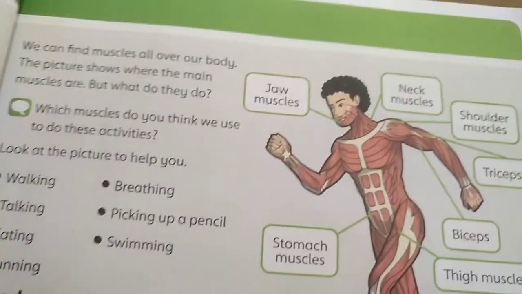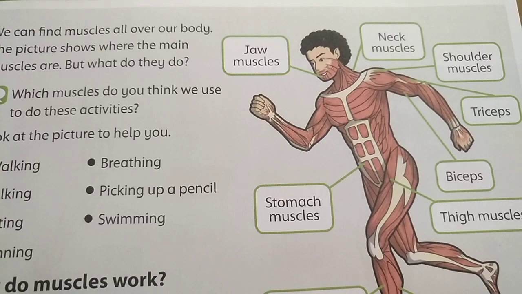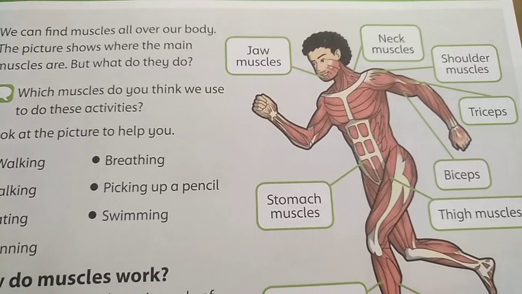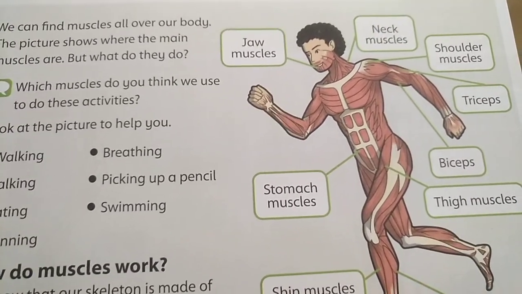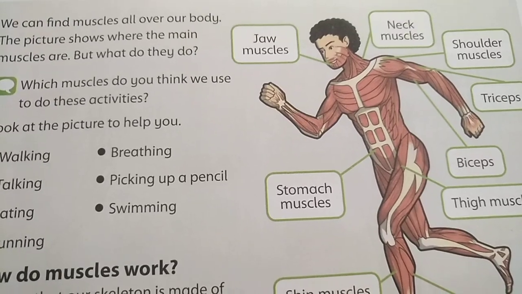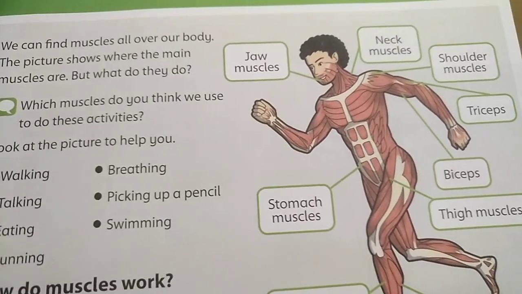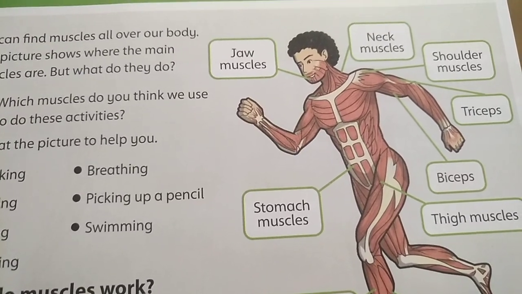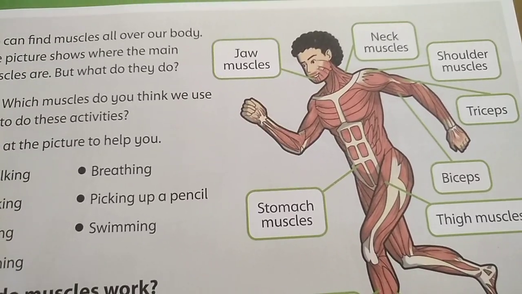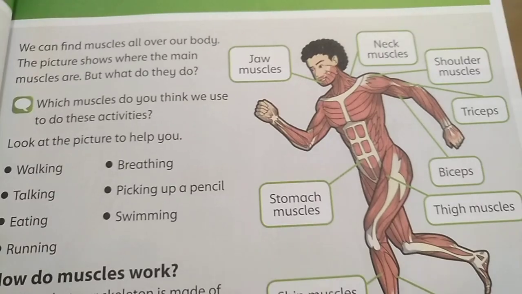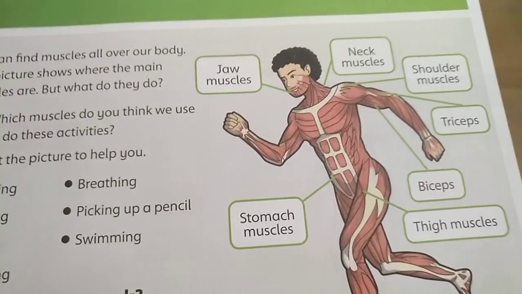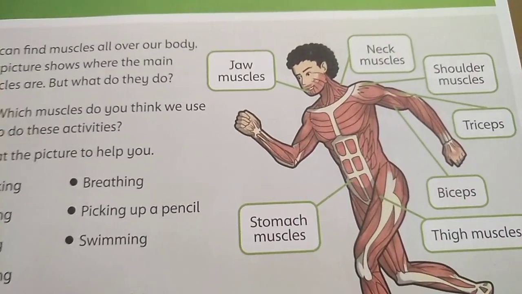Breathing is happening inside your chest portion. When we breathe, all the muscles present here in the chest show movement, plus your stomach muscles even show movement. Picking up a pencil. In picking up a pencil, we are using all the muscles present in our arm and hands. They are helping us. Swimming muscles.